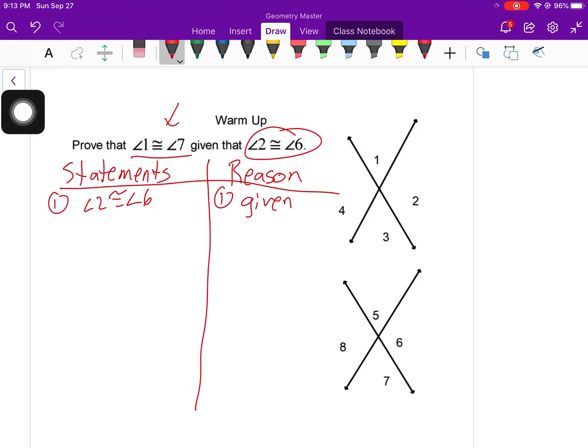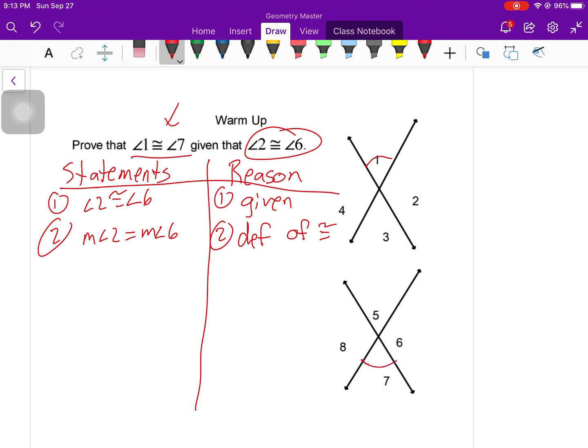There are a few different ways you can go about doing this, but generally speaking, when in doubt, if you have two things that are congruent, say their measurements are equal. It may or may not be necessary. So the measurement of angle 2 is equal to the measurement of angle 6. That is just the definition of congruent. Now, I'm trying to find angle 1 and angle 7. I can't really mark that picture, but I need to keep those two angles in mind. What I do know is that these angles are congruent.